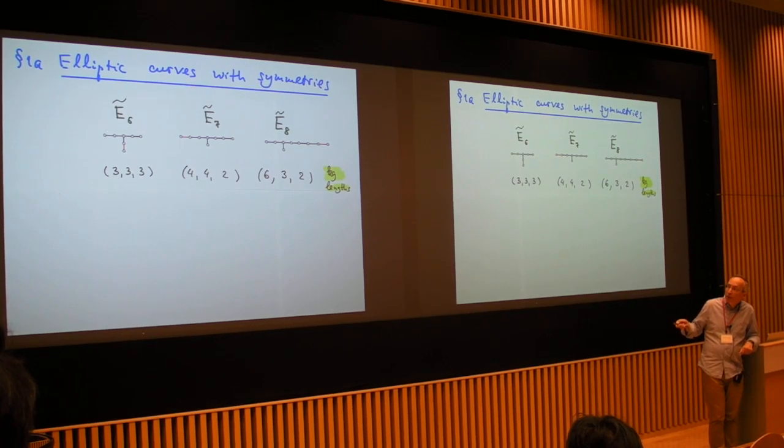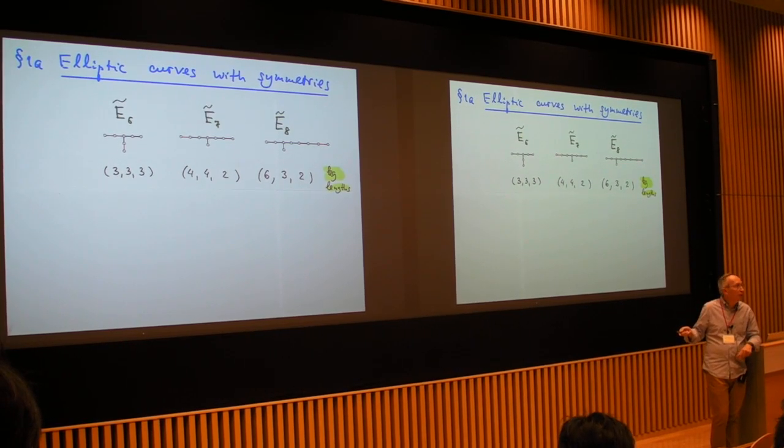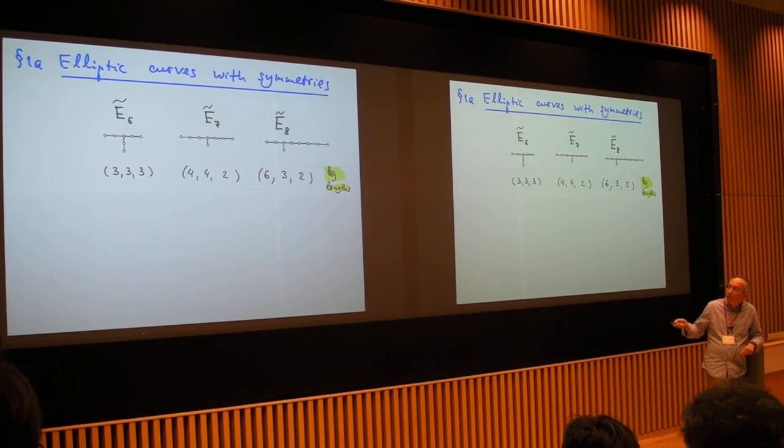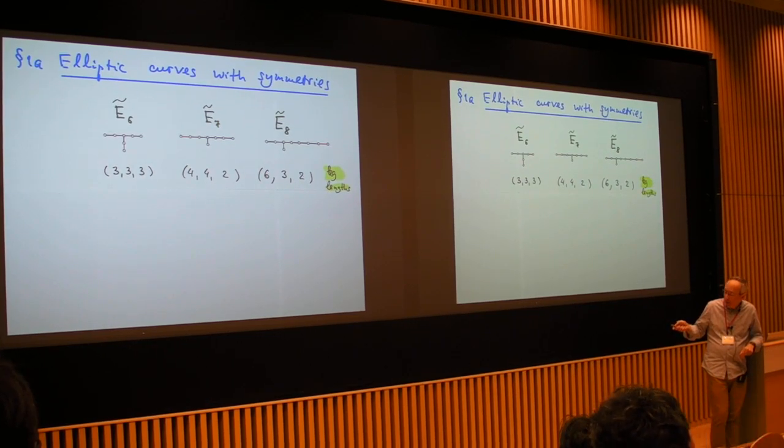And if you count the number of dots on each, so each of these has a star-shaped form, and there is one central vertex and then legs. And if you count the number of vertices on each leg, including the central node, then you get these numbers: 3, 3, 3 here, 4, 4, 2, 6, 3, 2. So these are legs.